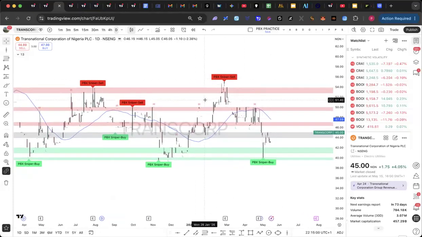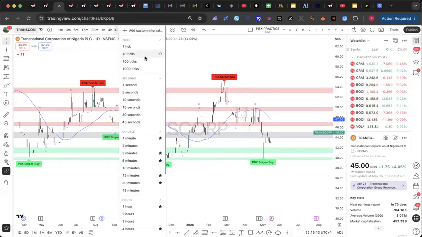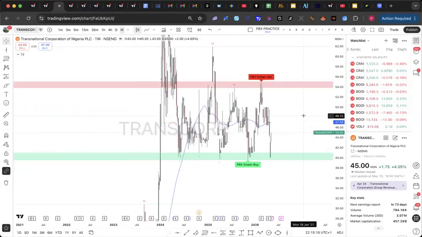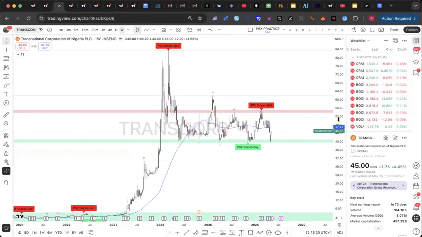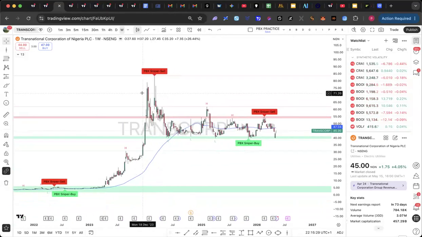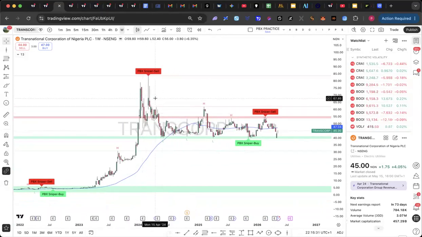Guess how much we bought the stock? We bought the stock at 1 naira 85 kobo, less than 2 naira. And the same stock went as high as how much? It went up to 60 something naira. In 2024, it went to 80. I didn't even know because I sold at 63 naira.